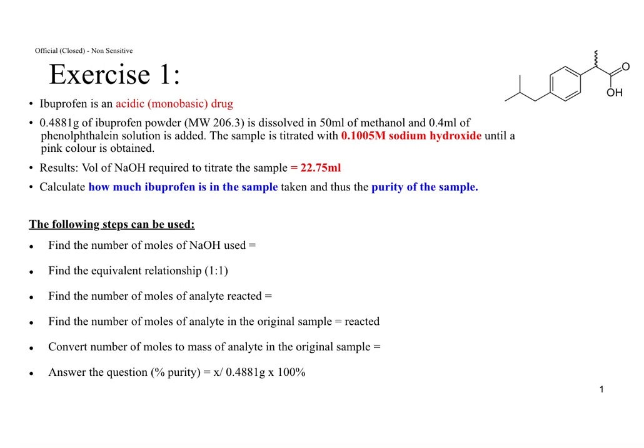Let's take a look at exercise 1. Ibuprofen is an acidic drug and this acid is a monobasic acid. So in this experiment, 0.4881 grams of ibuprofen powder is dissolved in 50 ml of methanol and some phenolphthalein solution is added. That's an indicator solution.